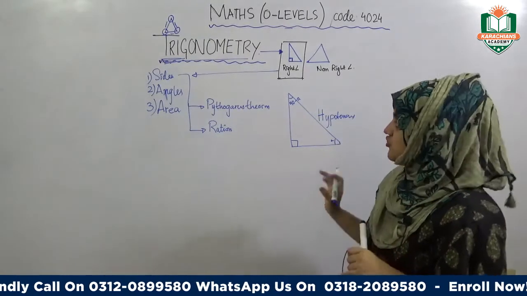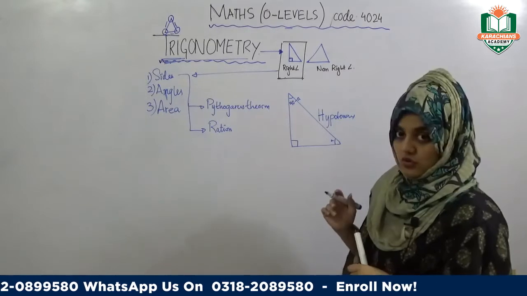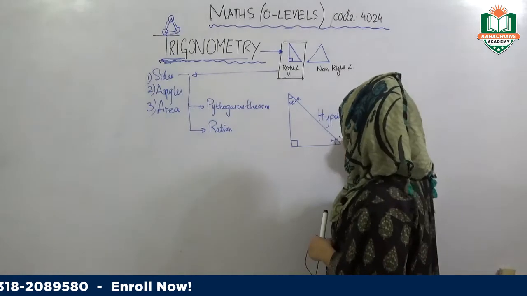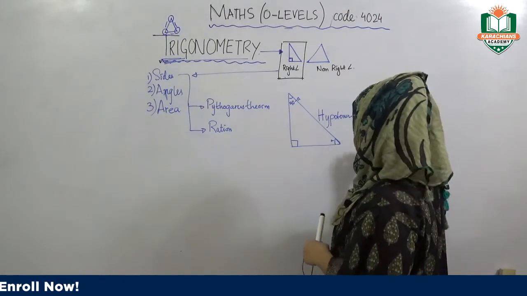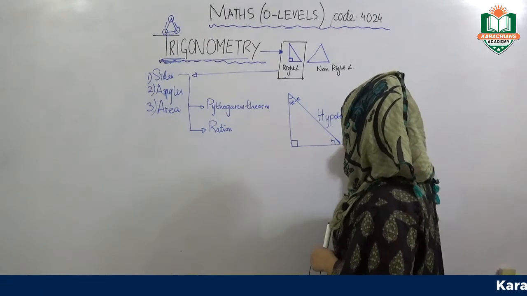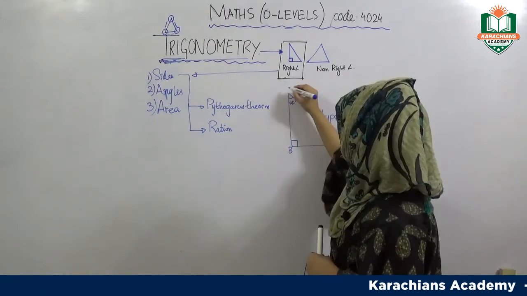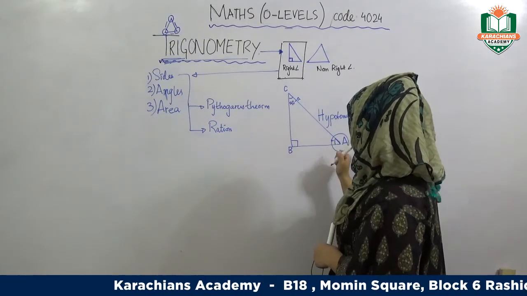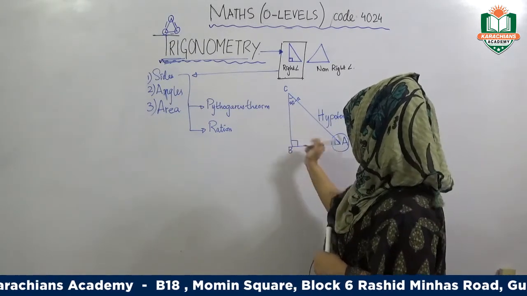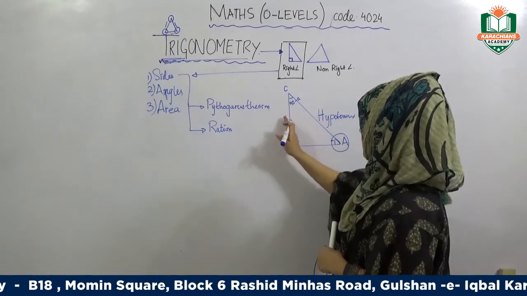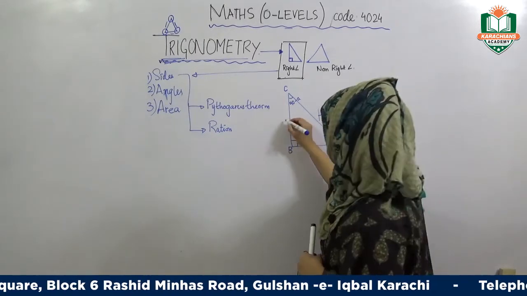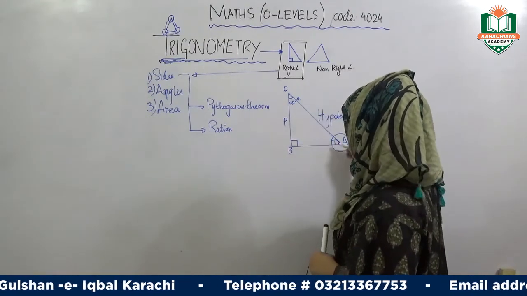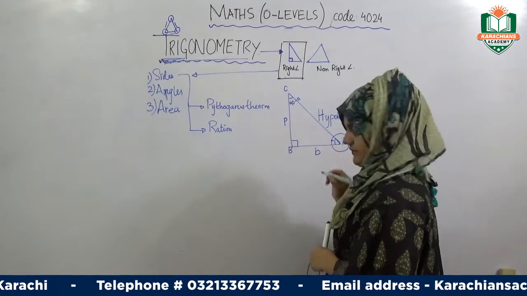Whichever angle we are talking about determines which one is our perpendicular and which one is our base. Let's label it: this is going to be angle A, this is going to be angle B, and this is going to be angle C. If we are talking about angle A, the opposite side, the side just in front of the angle, is going to be your perpendicular, and the side beside your angle is going to be your base.